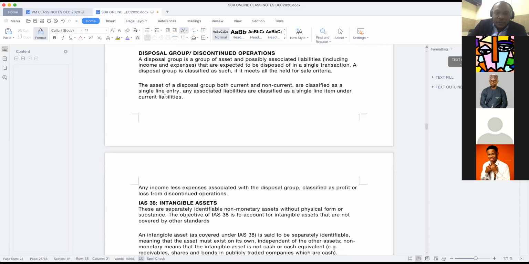The assets of a disposal group, both current and non-current, are reflected as a single line entry, and associated liabilities are classified as a single line item under current liabilities. Okay.